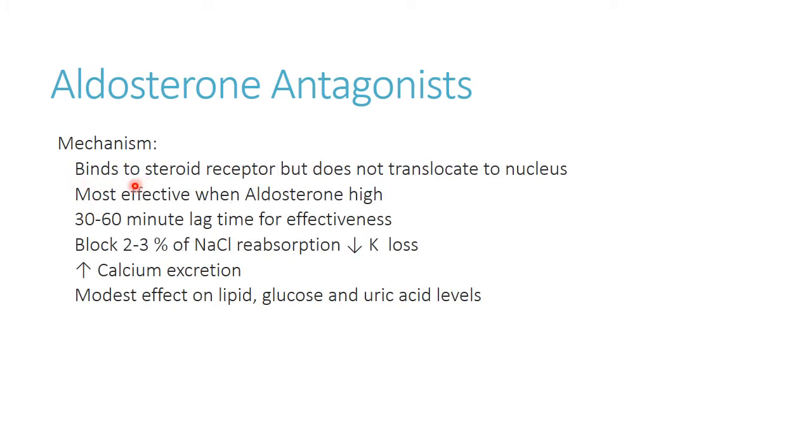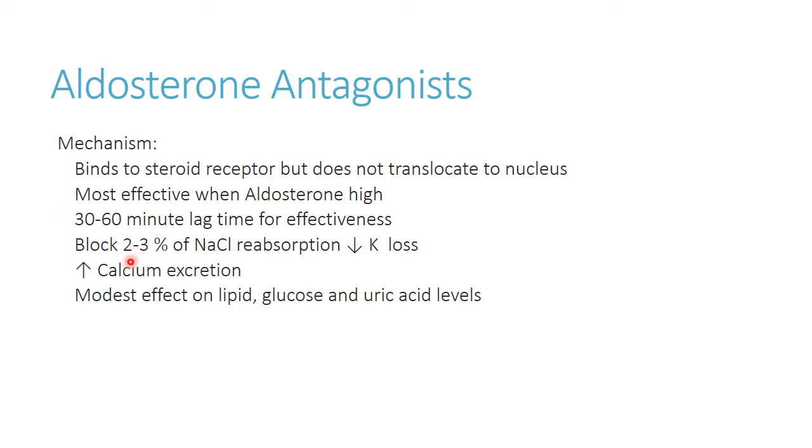So again, they're going to bind to that steroid receptor. They're going to have most effect when you're in a high aldosterone state, right? Because again, it's where aldosterone is overactive. They can come in and block these effects. That's going to have the most benefit. So usually in a patient with an overactive renin-angiotensin system, these drugs are going to work a little bit better.